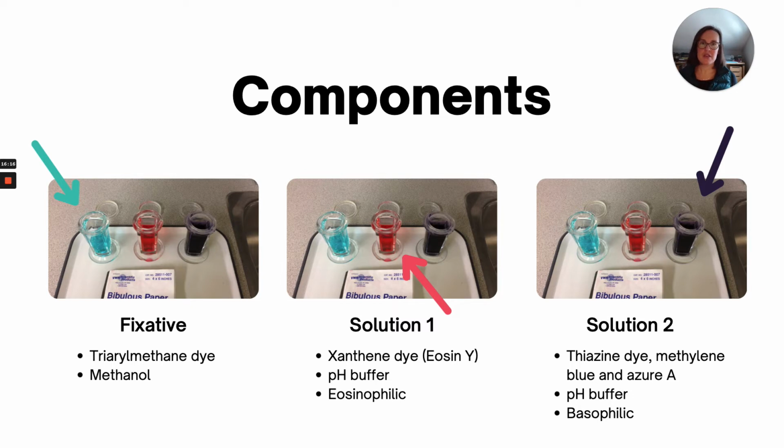Obviously you have your eosin, which is going to be technically solution 1, which is your pink one, your eosinophilic stain. And then solution 2 is going to be your methylene blue. And that's going to obviously provide a lot of basophilic cellular detail for you. So these are the components of Diff-Quik.